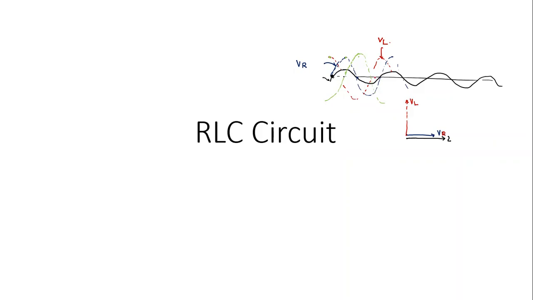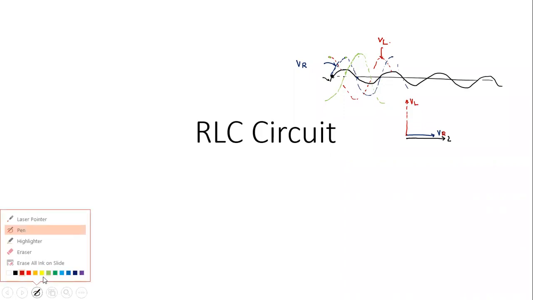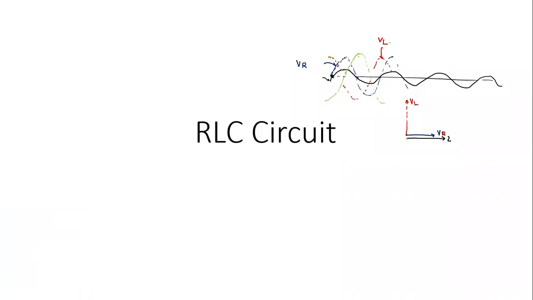And what else here? How would VC vary? VC will lag behind. And what would be the sum of all 3 voltages? If I take the sum of these, that will give me the applied voltage. That's the principle we are using here. If you understand this part, then the rest becomes a little easier. If not, go through it again.